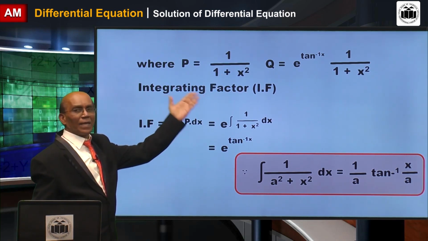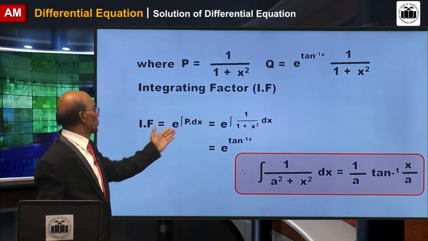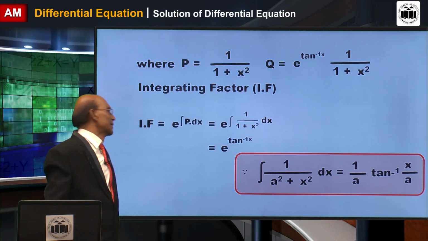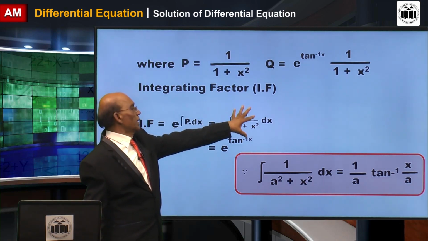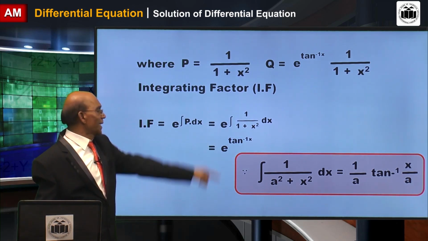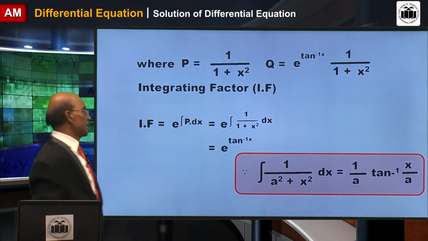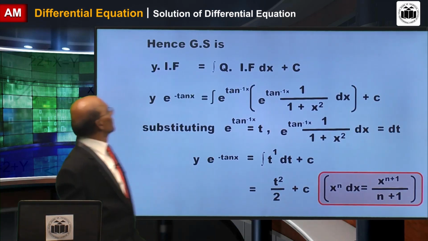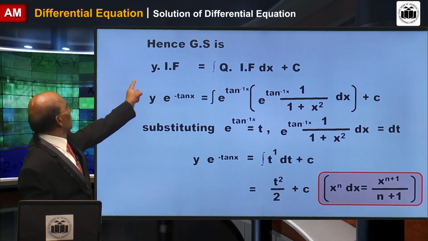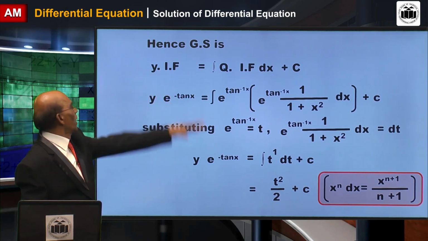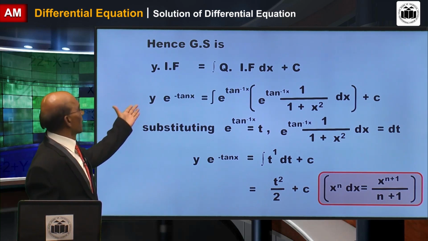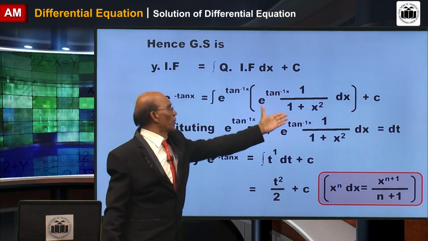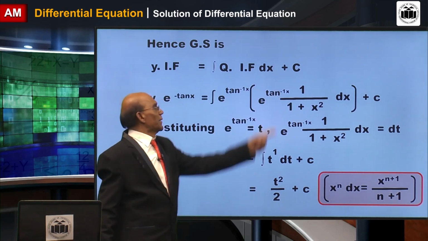The integrating factor is always e raised to integral of p dx, which equals e raised to integral of 1 upon (1 plus x square) dx. Then again we use the formula, e raised to tan inverse x, since this is our standard formula. Hence the general solution is y into IF equals integral of q into IF dx plus c. We can write this as integral of e raised to tan inverse x into e raised to tan inverse x into 1 upon (1 plus x square) dx plus c.